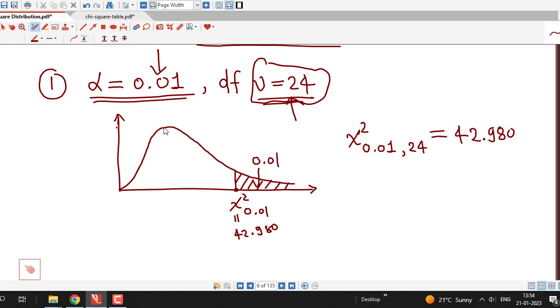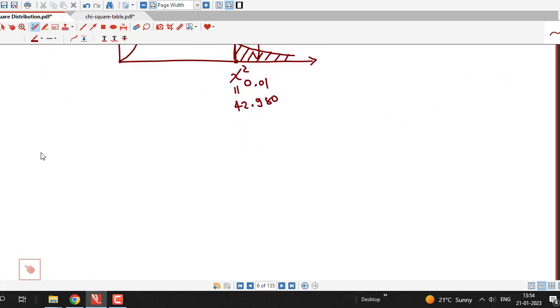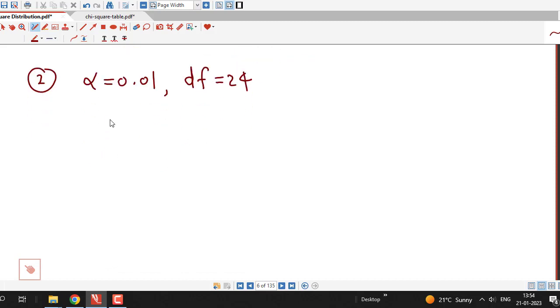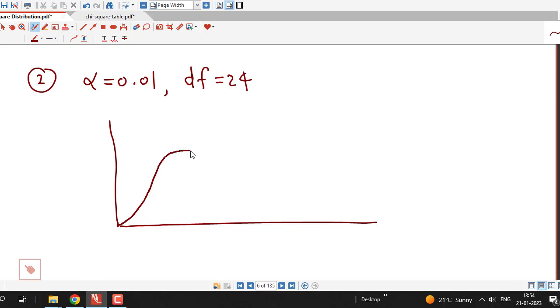Now suppose instead of this right tail area equal to 0.01, the area is the same, but it is in the left tail, and we consider the same degrees of freedom, say 24. But now the situation is different. We are considering left tail area equal to 0.01, and suppose this is roughly the probability density curve of chi-square distribution. Now here alpha is in the left tail.